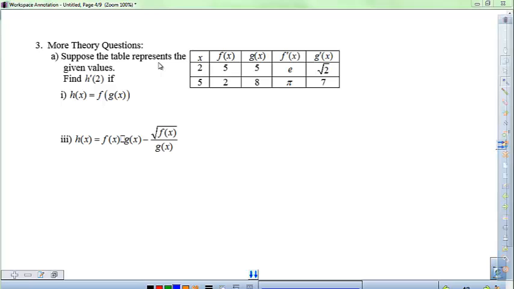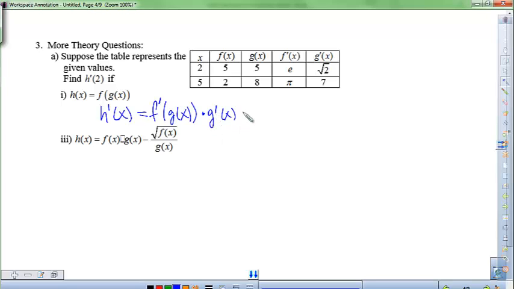Let's take a look at problem number 3. Some theory questions here. The first one is looking at h is equal to f of g of x. Now this is a composition of functions, so if we want h prime at 2, we would need to figure out what h prime of x is, and this is equal to the derivative of the outer function evaluated at the inner function, and via the chain rule we need to take the derivative of the inner function as well.